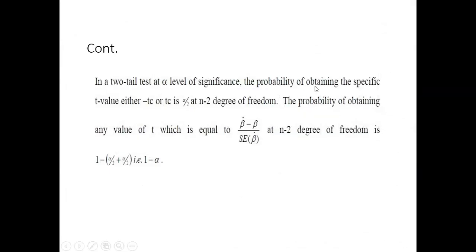So, for example, if it is a two-tailed test, alpha is the level of significance, and the probability of obtaining a specific t-value is tc at alpha over 2 with n minus 2 degrees of freedom. So the probability of obtaining it is simply beta hat minus beta over the standard error of beta, with n minus 2 degrees of freedom, which can be given in this formula.